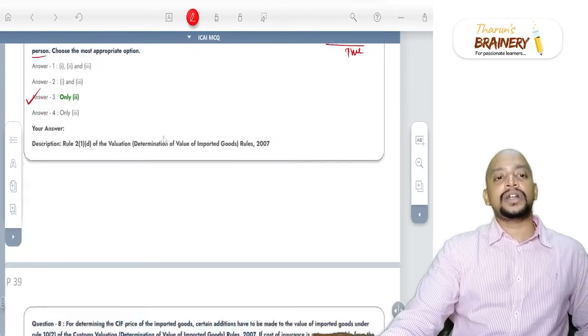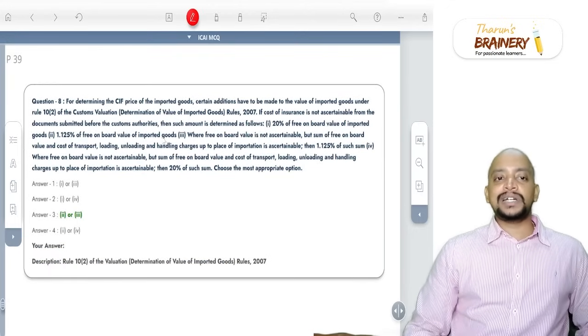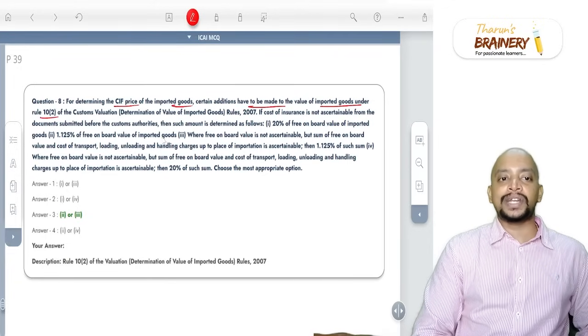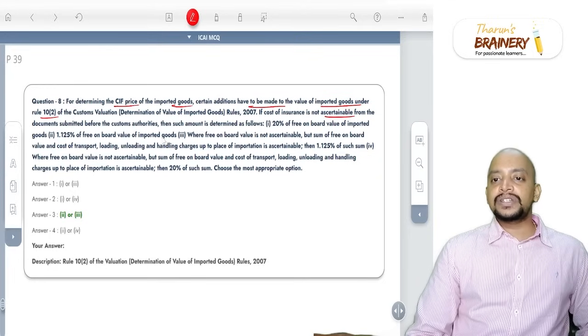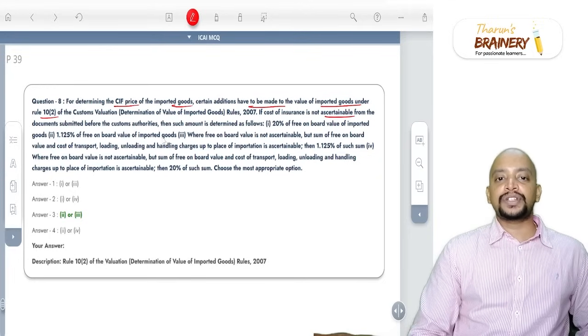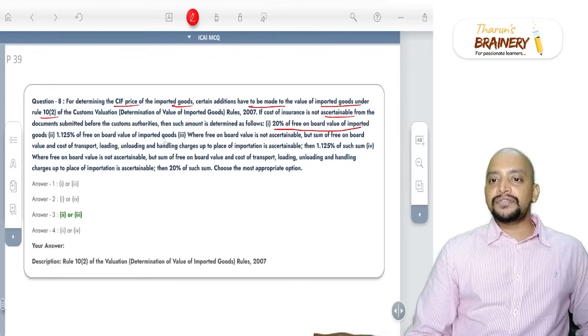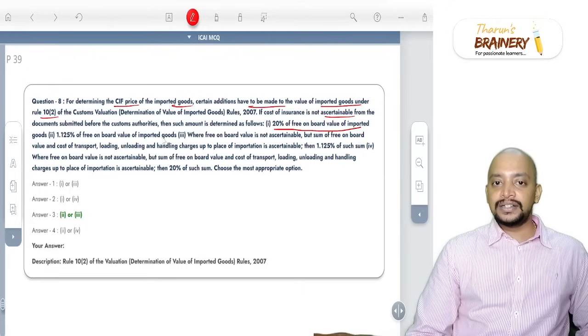Which of the following statements is not correct? Question number 8. For determining CIF price of imported goods, certain additions are to be made to the value of imported goods under Rule 10. If cost of insurance is not ascertainable from the documents submitted before the customs authorities, then such amount is determined as 20% of FOB value of imported goods. If the cost of insurance is not ascertainable, the amount is not 20%, it is 1.125%. Therefore, the first one is wrong.